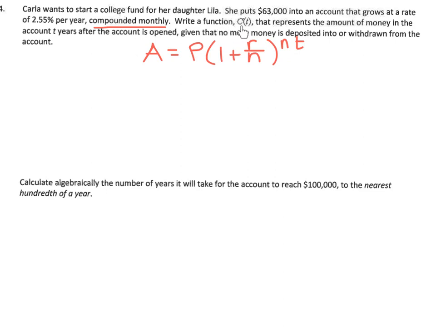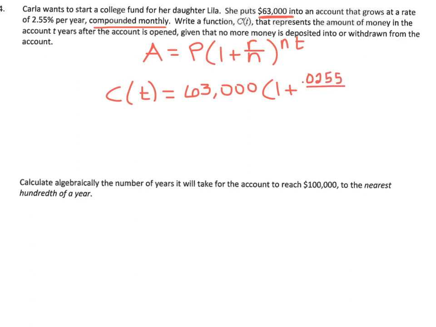So it says, write a function c of t. So instead of a, we're going to have c of t. Now we know the p stands for the initial. So 63,000 is what was initially put into the account, and then it'll be 1 plus. Now the rate is 2.55%. So we know we need to move the decimal place over 2 places to the left. So that becomes 0.0255. And we want to divide that by n.